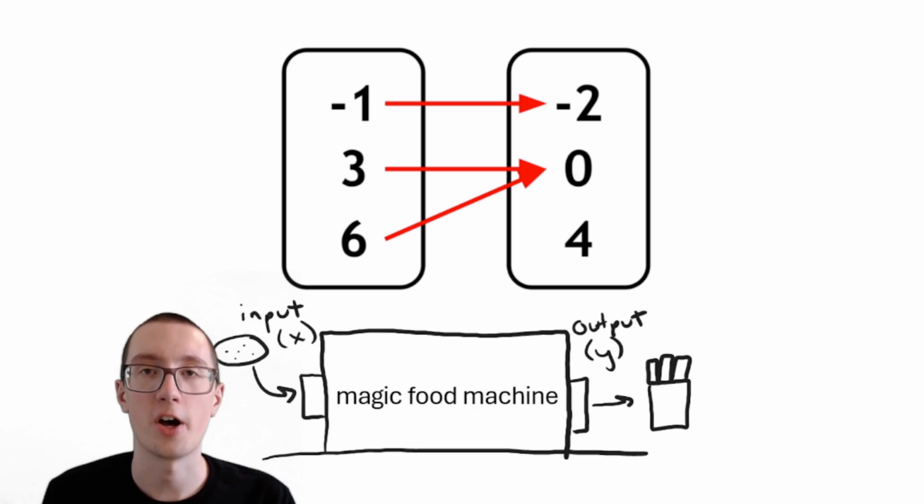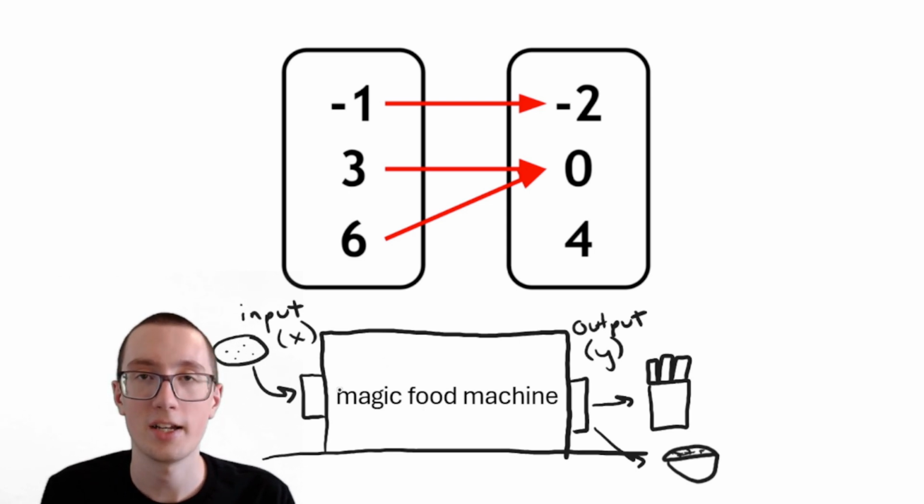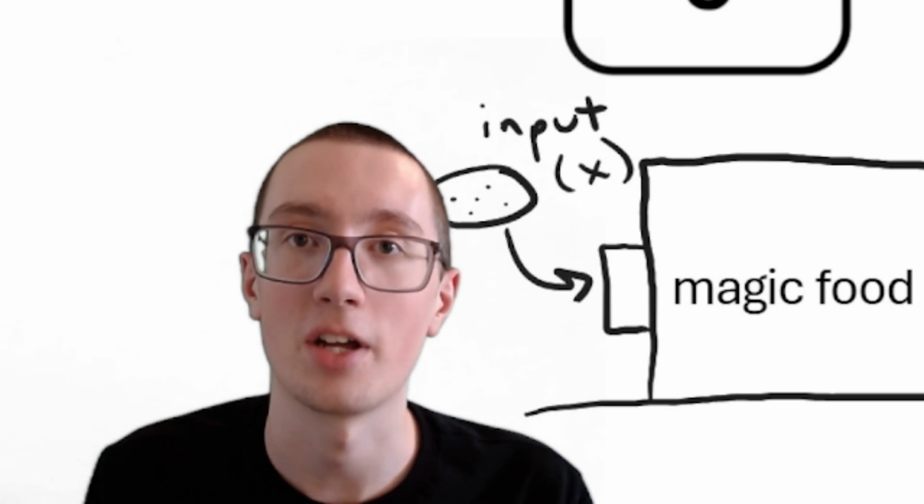So what would make this not a function? Well, let's say that when we put a potato in, sometimes we get out fries and sometimes we get mac and cheese. First of all, that makes no sense. I don't know why you would get mac and cheese from a potato. Second of all, this is not a function because for a function to be a function, whenever you put in an item, you need to get the same thing out every time.